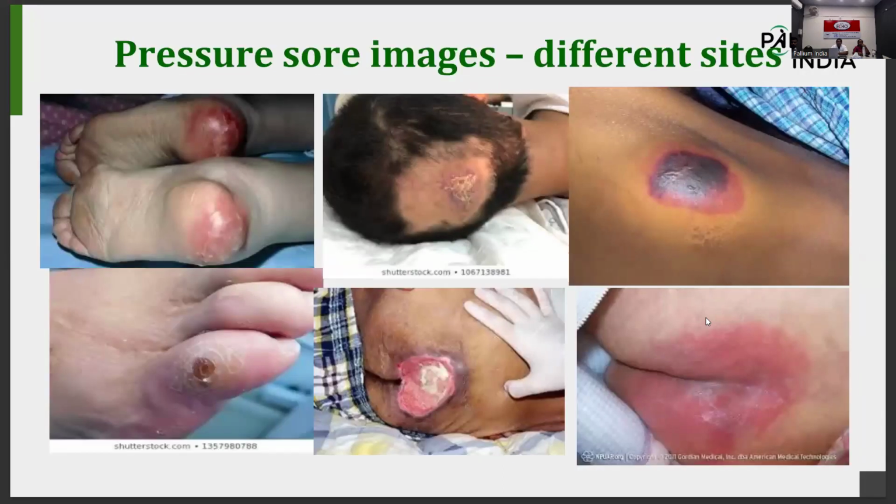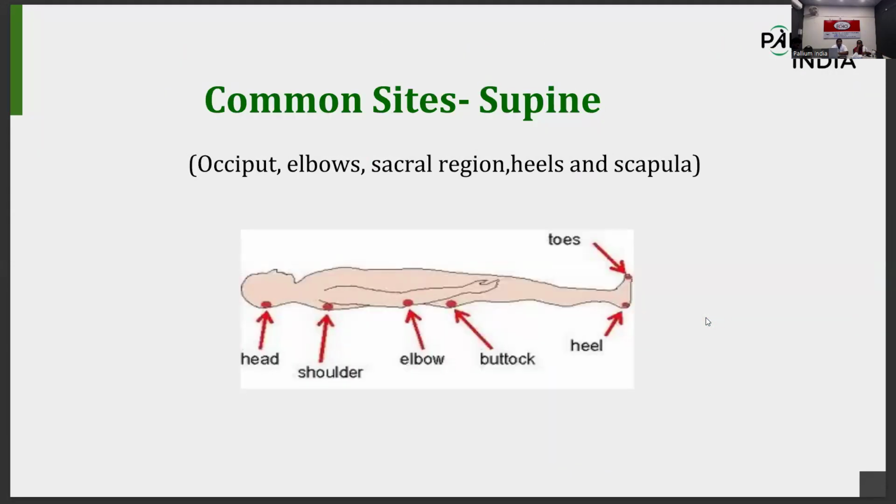These are the different sites of pressure ulcers. First one is heel, second one is scalp pressure ulcers. The third one is in the shoulder blade, and next one is in the small toe, and the fifth one is the sacral region, and another is in the buttocks area. So we are going to detail the common sites.